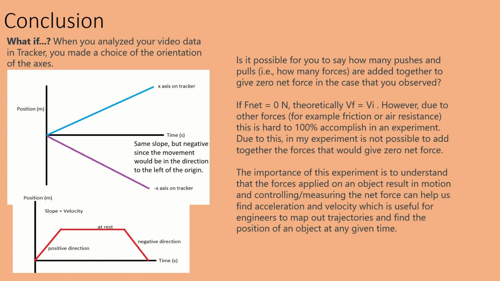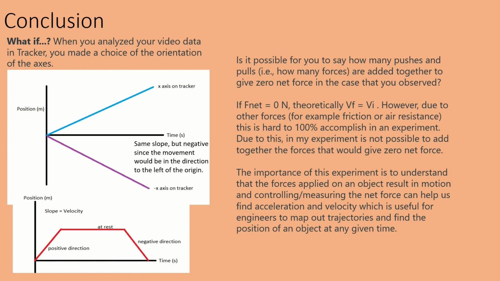Another great question is, is it possible for us to say how many pushes and pulls are together to give zero net force in the case that we observed? Actually, we cannot, and here's why. If the net force was equal to 0, theoretically, the velocity final and the initial would be equal to each other. This would create the constant positive slope. However, due to the other forces that are in play in our experiment, for example, friction and air resistance, this is hard to accomplish. Actually, it is 100% impossible.